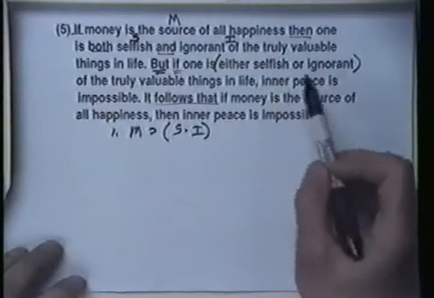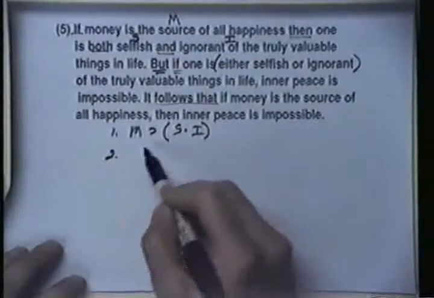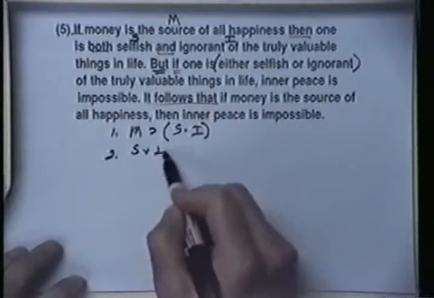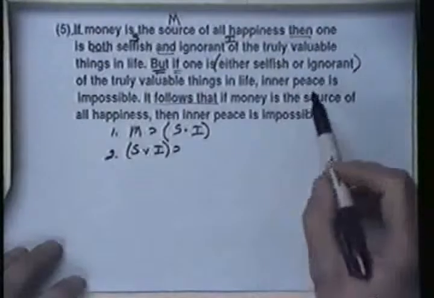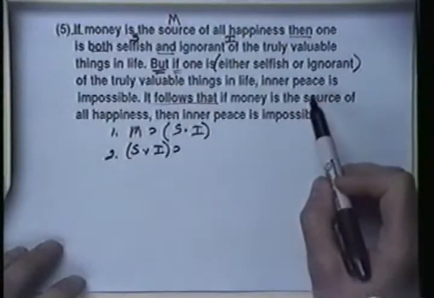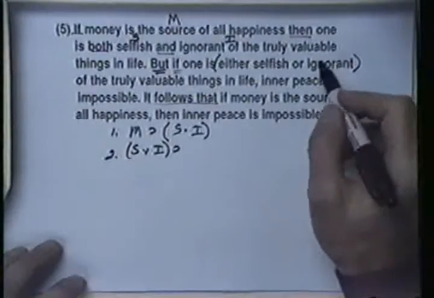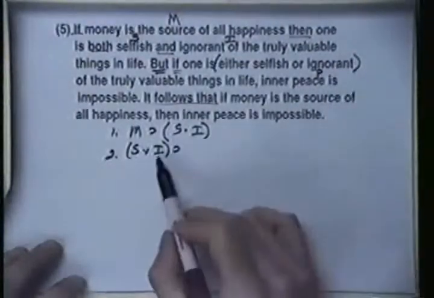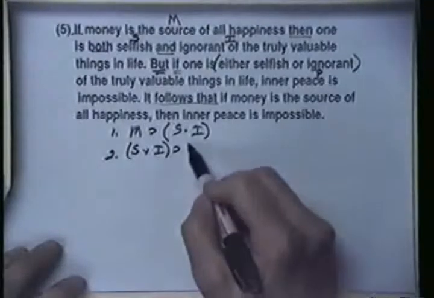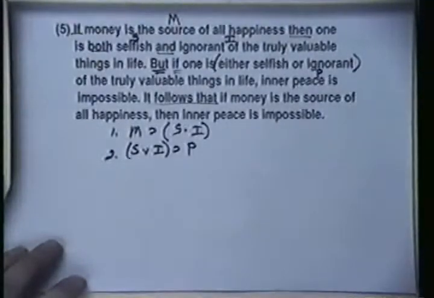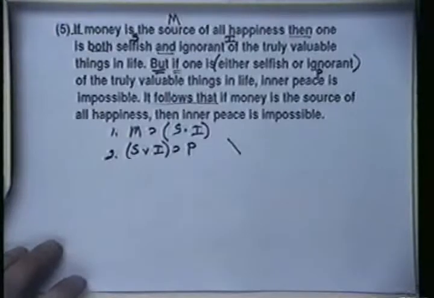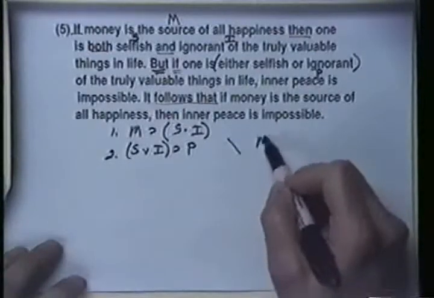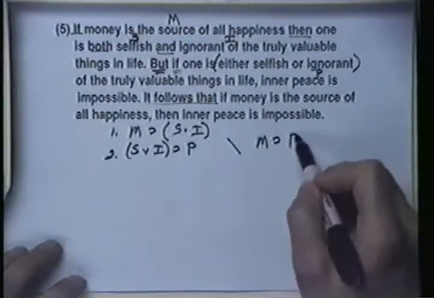So "one is either selfish or ignorant" is S or I. And if that's true, so we need to have a hook here, then inner peace is impossible. Well, we're going to have to let P stand for inner peace. We don't want to use the I, since that already stands for ignorant. And now we've got both premises done. We need our conclusion. It follows that if money is the source of all happiness, then inner peace is impossible. A straightforward conditional whose antecedent is M and consequent P.